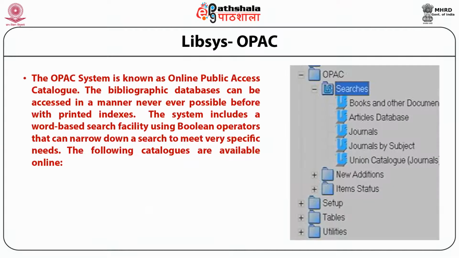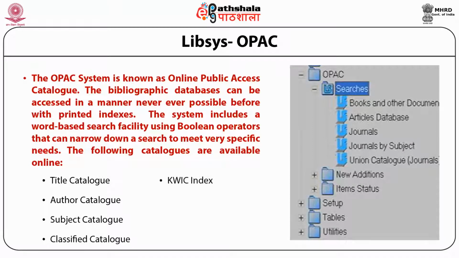OPAC, or Online Public Access Catalog of Libsys, provides the bibliographic database search. The system includes a word-based search facility using Boolean operators that can narrow down a search to meet very specific needs. The OPAC enables searches for titles, author, subject, classified, that is call number, or through publisher or place of publication with different search strategies and combination searches.